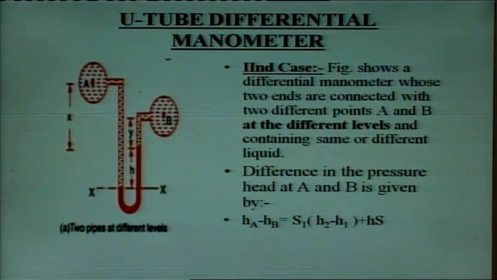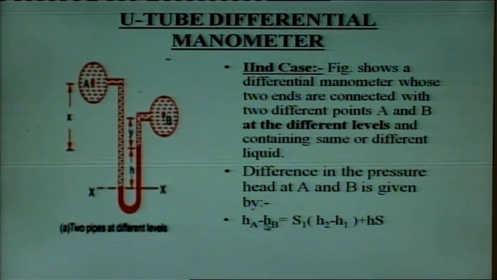So that is why it is a differential manometer, and because it is of a U shape, it is known as a U-tube differential manometer. It is the second type. The figure shows a differential manometer whose two ends are connected with two different points A and B, at different levels. Here it is level A and here it is level B. So the difference in pressure head at A and B is given here.